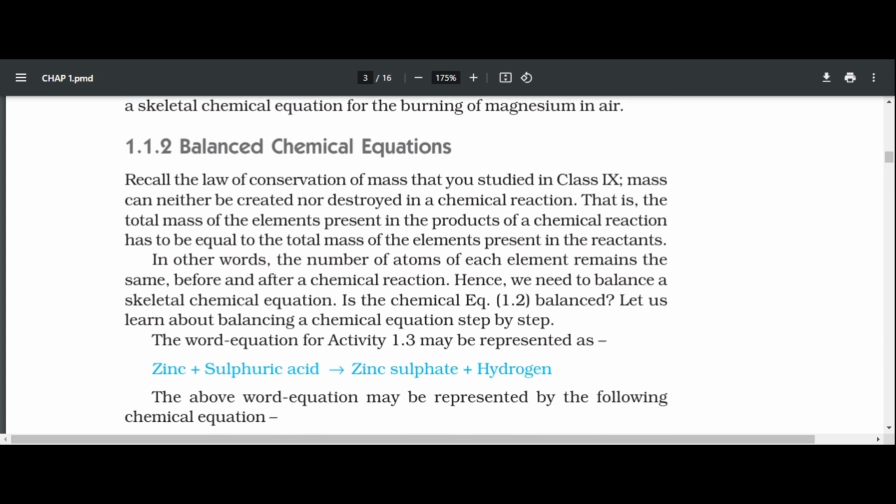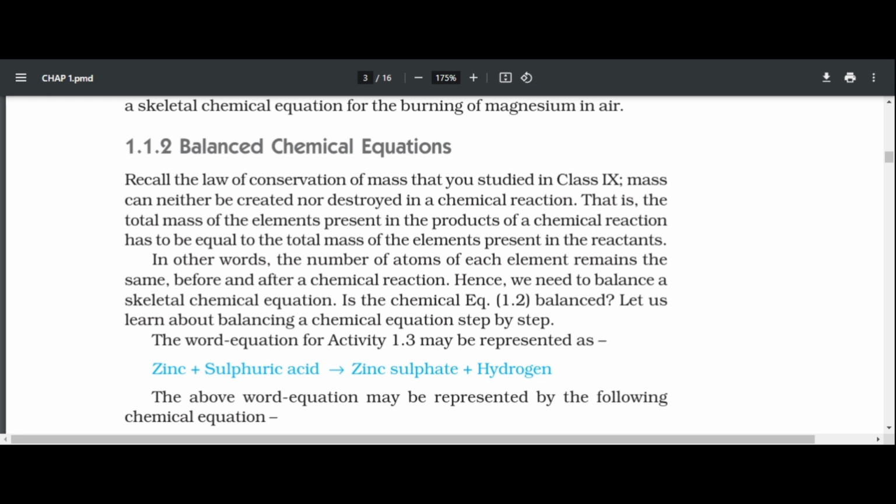Balanced chemical equations. Recall the law of conservation of mass that you studied in class 9. Mass can neither be created nor be destroyed in a chemical reaction. That is, the total mass of the elements present in the products of the chemical reaction has to be equal to the total mass of the elements present in the reactants. In other words, the number of atoms of each element remains the same before and after a chemical reaction.